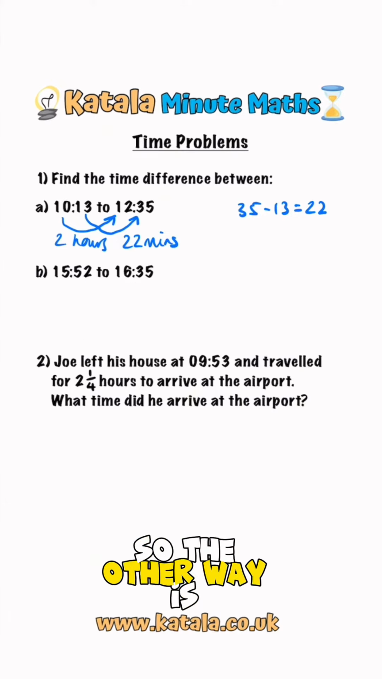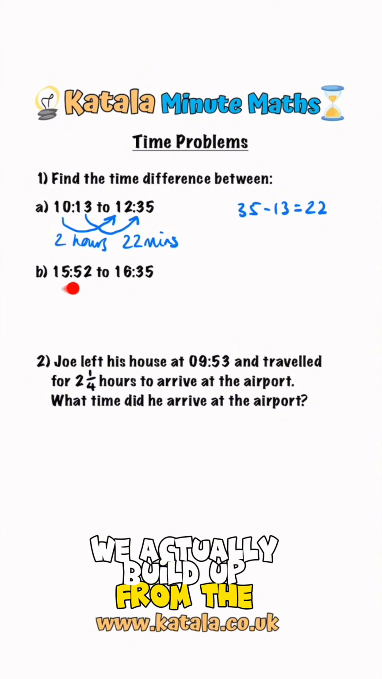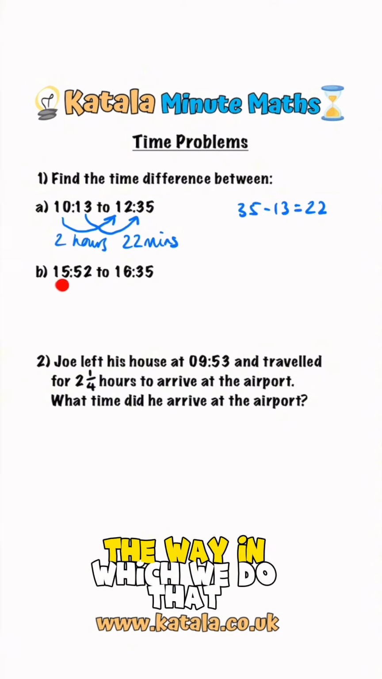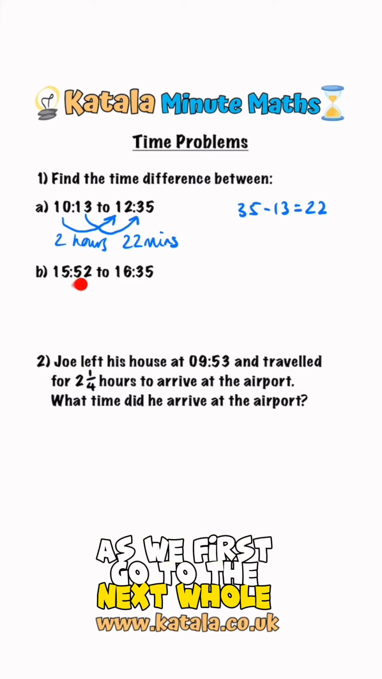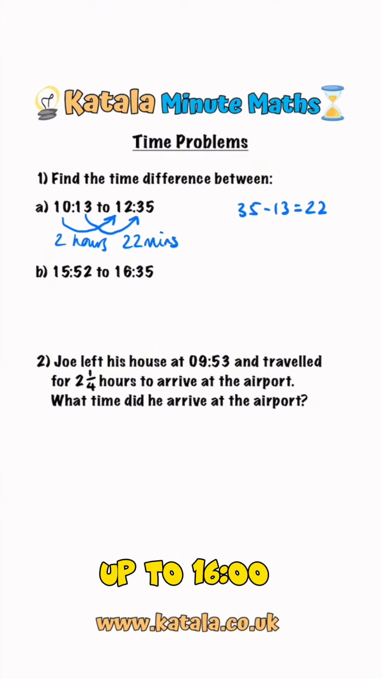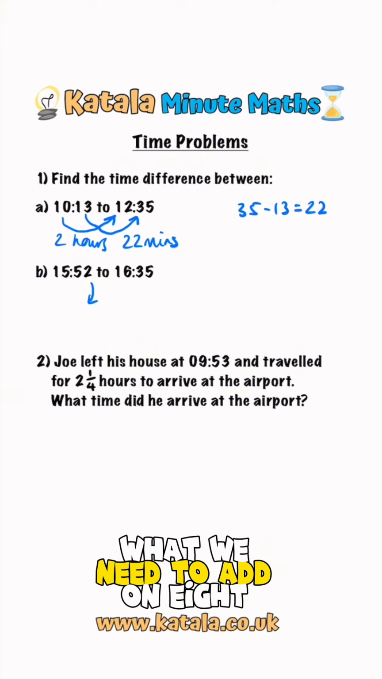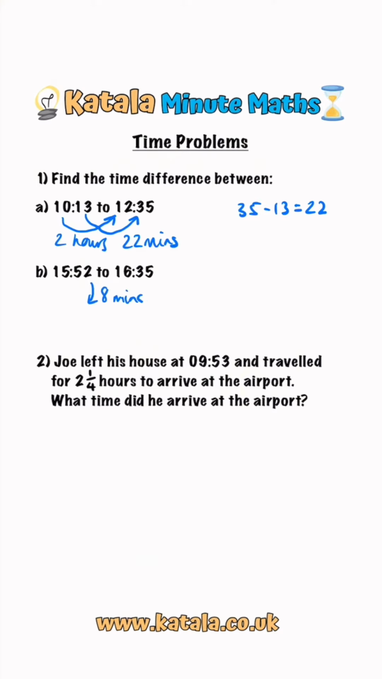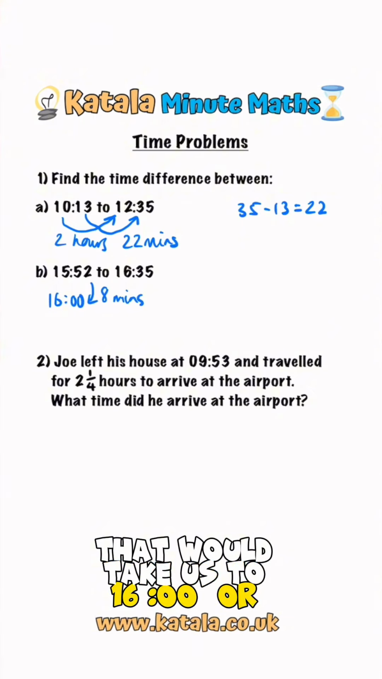So the other way is we actually build up from the first time to the second. The way in which we do that is we first go to the next whole hour. So we're going to go from 1552 up to 1600. So what would we need to do that? Well, we'd need to add on 8 minutes. That would take us to 1600 or 4 p.m.